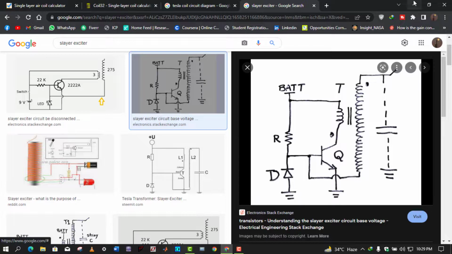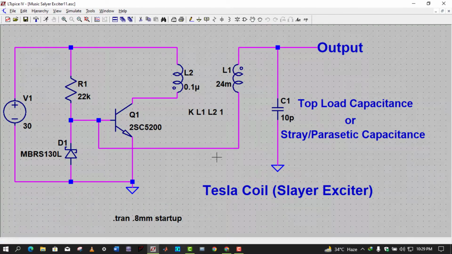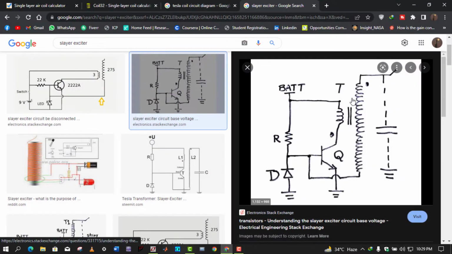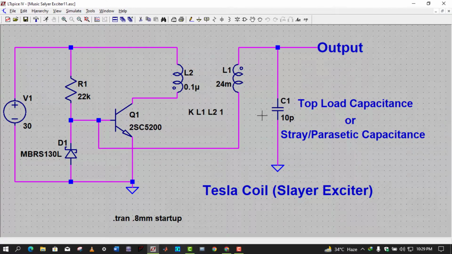So I have done the simulation in LTSpice. I will open the circuit here. Here we have the Slayer exciter based Tesla coil. I have given 30 volt DC here, and I have simulated the circuit same as I discussed. Here I have connected the capacitor that is about 10 picofarad.